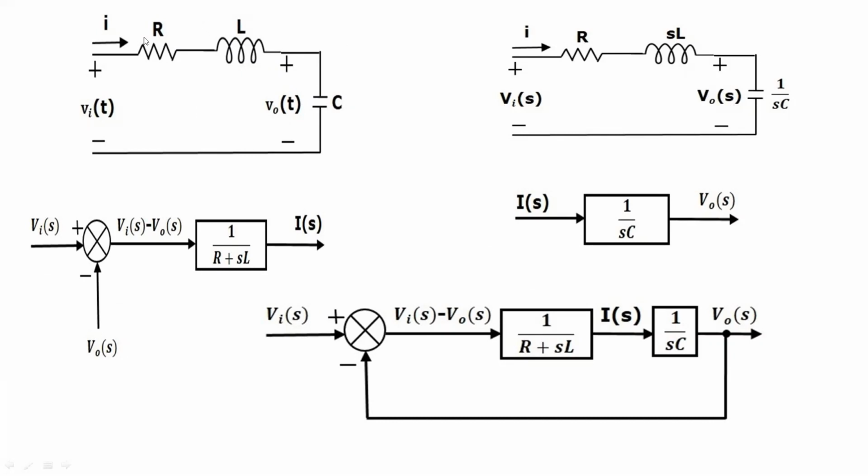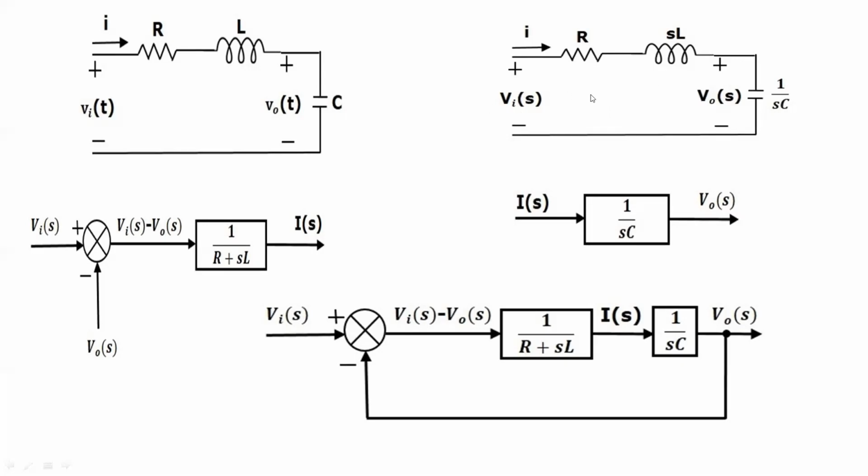If we apply the Laplace transform to R, we get R, to L we get SL, and for the capacitor we get 1 by SC. So from the above circuit, we can write I of S is equal to Vi of S minus V naught of S, divided by R plus SL. This implies I of S is equal to 1 by R plus SL into Vi of S minus V naught of S. Whereas V naught of S is equal to 1 by SC into I of S, the current that is flowing through the circuit.